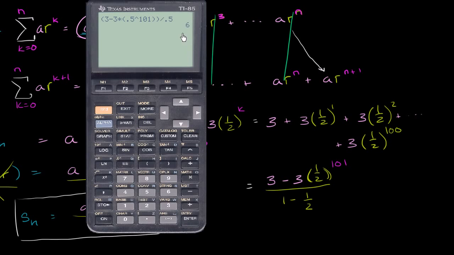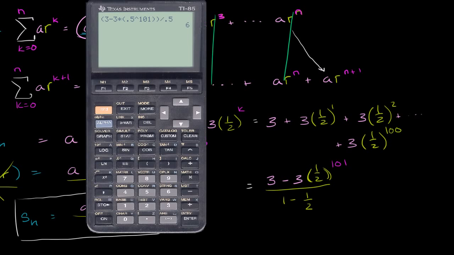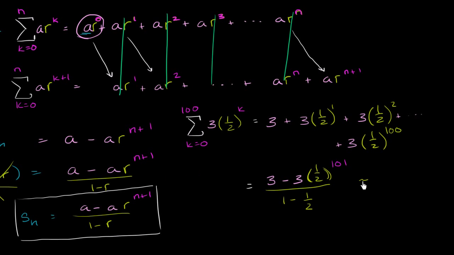And we get 6. And it's not going to be exactly 6. We're going to see that when we take the infinite sum, that's going to be exactly 6, but this is going to be pretty darn close. We're hitting up against the precision of the calculator. So based on the precision of the calculator, it's going to be pretty close to 6.